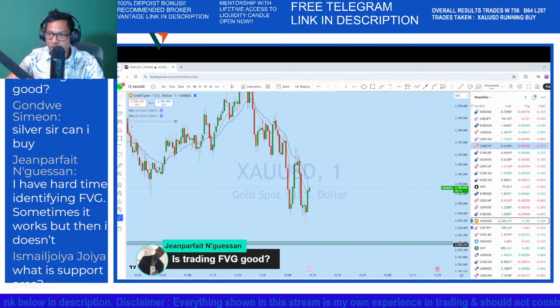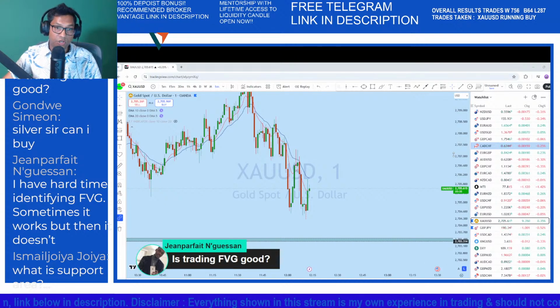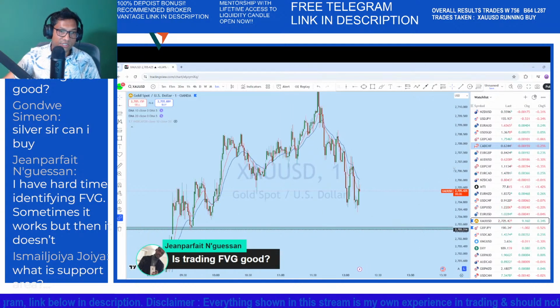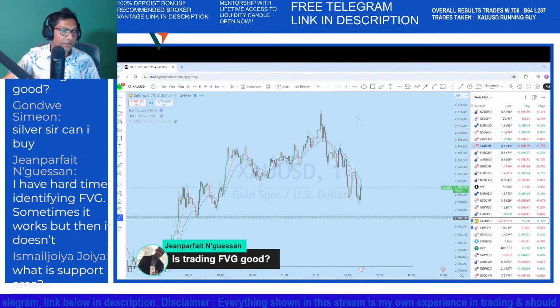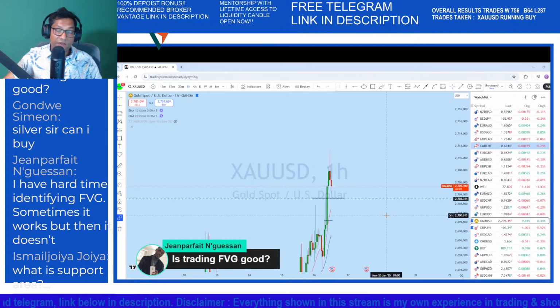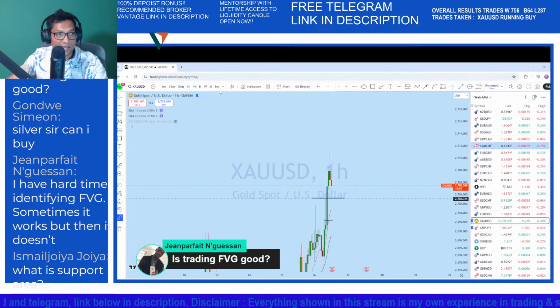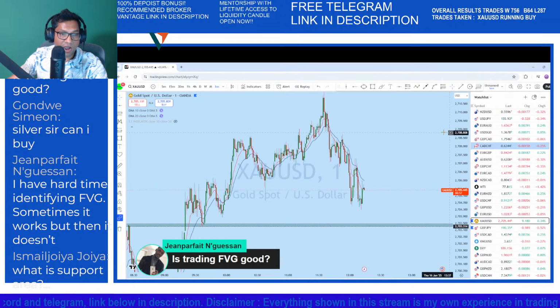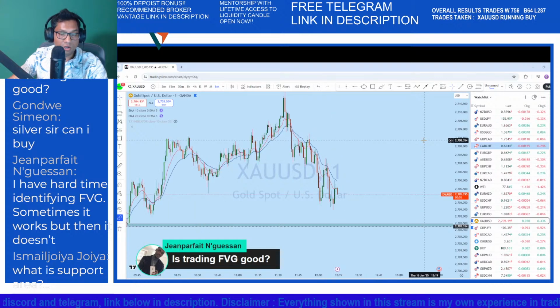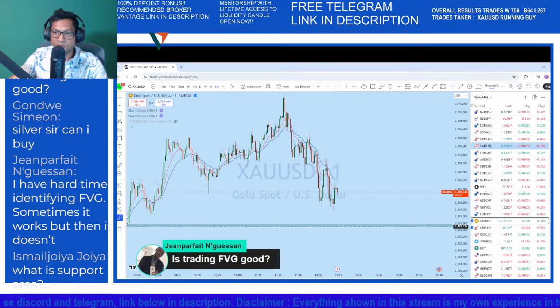Is FVG good? Fair value gap is very important. If you look at here, you can see this is a 1 hour chart. Fair value gap is essential, because this is where you will find that proper trading opportunity, where there's a fair value gap.